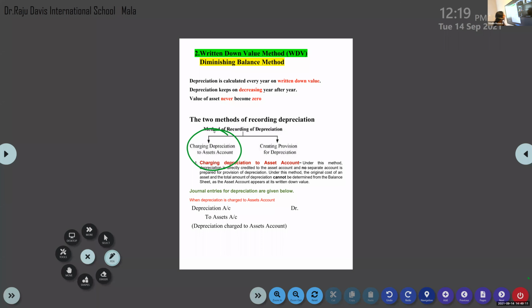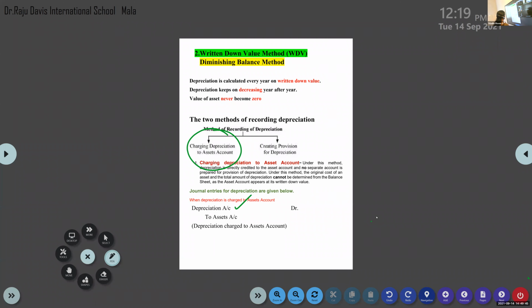First journal entry is depreciation account debtor to assets. That means we will be preparing an asset account. Asset account means what? Ledger account. Account means what? It's ledger, no? T account. Forgot? Okay. So we will be preparing an asset account. In that, we'll be showing this depreciation. We'll do the problem, then you'll understand better.